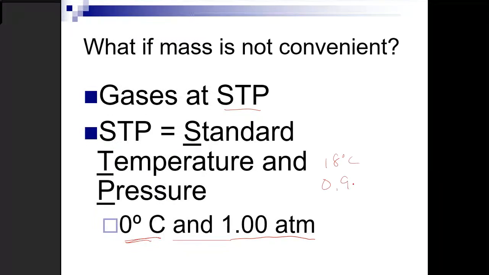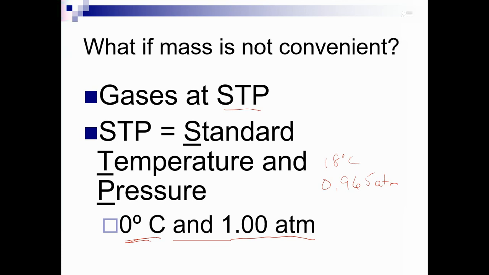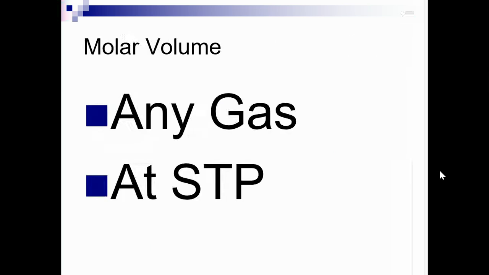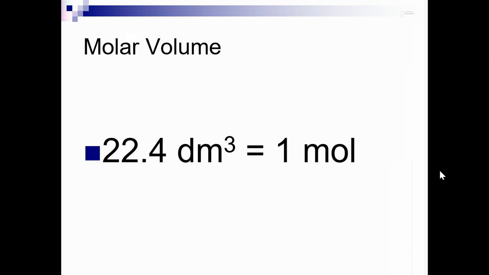I say 0.965 atmospheres. So we're a little below in pressure and a little above in the temperature. That's going to change the volume, but we're going to only work with gases as if they are at STP. Because any gas that is at STP will take up the same amount of volume, and the volume would be 22.4 decimeters cubed per mole.